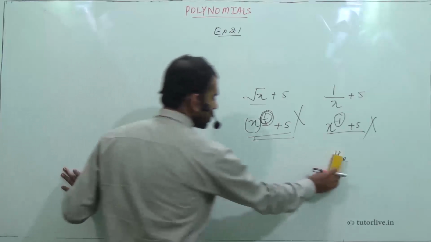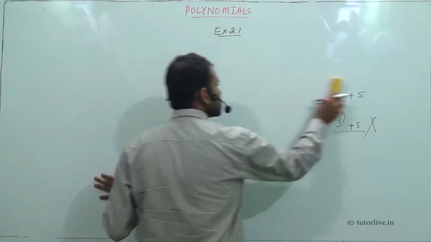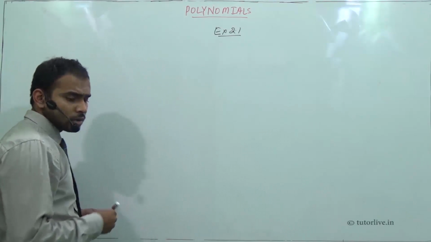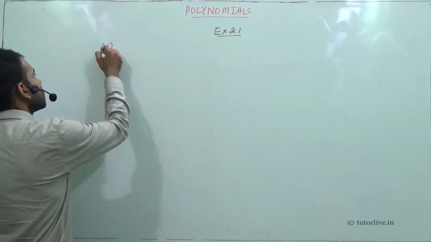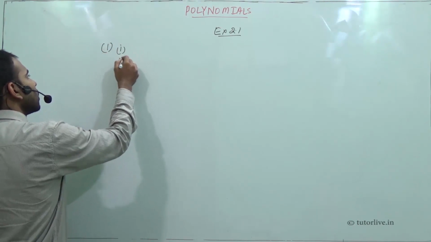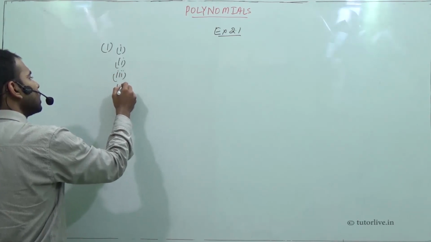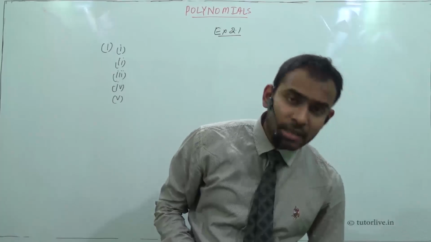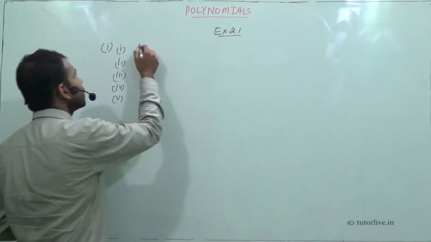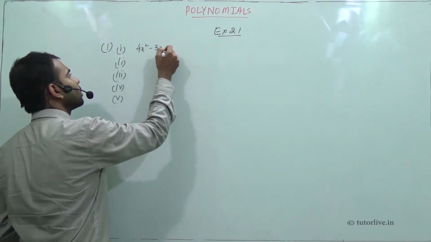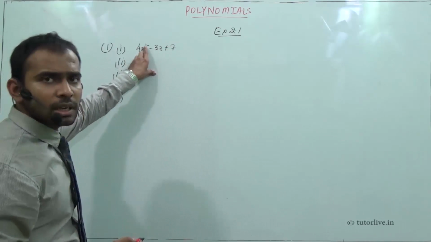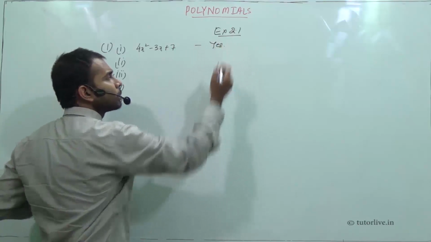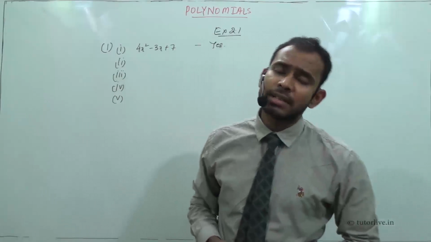Now moving on to exercise number 2.1. Now it will be very easy for you to choose which of them are polynomials and which are not, and you know the reason. I'm just going to write which are polynomials or not. The reason I'll be telling you, so listen carefully. The first is 4x square minus 3x plus 7. Here x has a whole number power, and x here again has a whole number power, therefore yes, it is a polynomial. The reason is that the variable has a whole number power.